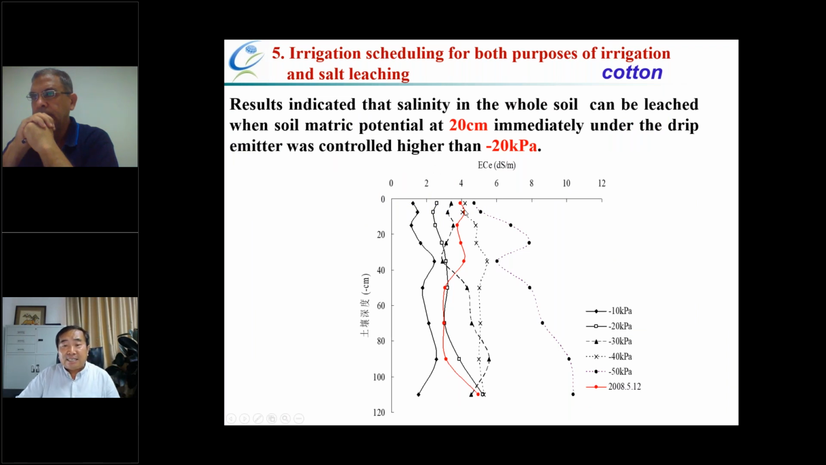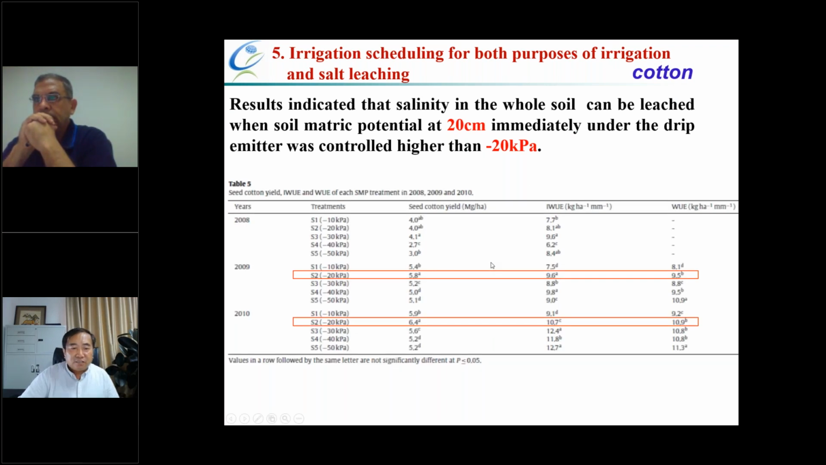As indicated, the salinity in the whole soil can be leached when the soil matric potential at 20 centimeters at the drip emitters was controlled higher than minus 20 kPa. So this red line shows that the soil matric potential threshold is minus 20 kPa. From these figures, you can see the salt is leached very well. We also found that when the soil matric potential is minus 20 kPa, the yield of the cotton is the highest.